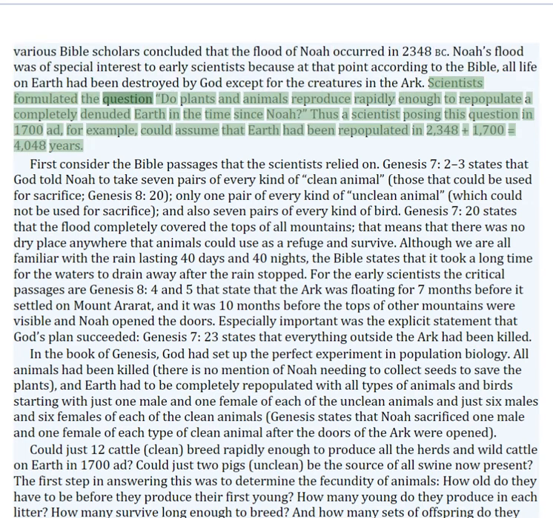Scientists formulated the question: do plants and animals reproduce rapidly enough to repopulate a completely denuded earth in the time since Noah? Thus a scientist posing this question in 1700 AD, for example, could assume that Earth had been repopulated in 2348 plus 1700, which equals 4048 years.